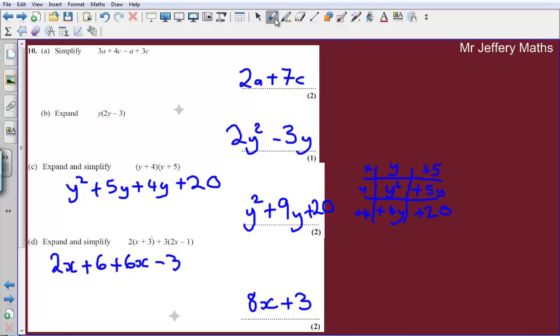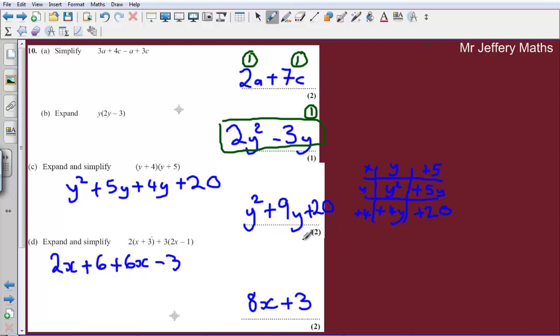If you attempted those yourself, we'll now talk about where the marks come from. For question A, you get 1 mark for 2a, and you would get 1 mark for plus 7c. For part B, you would have to get the whole thing right. You'd have to get this exactly correct to pick up your mark.